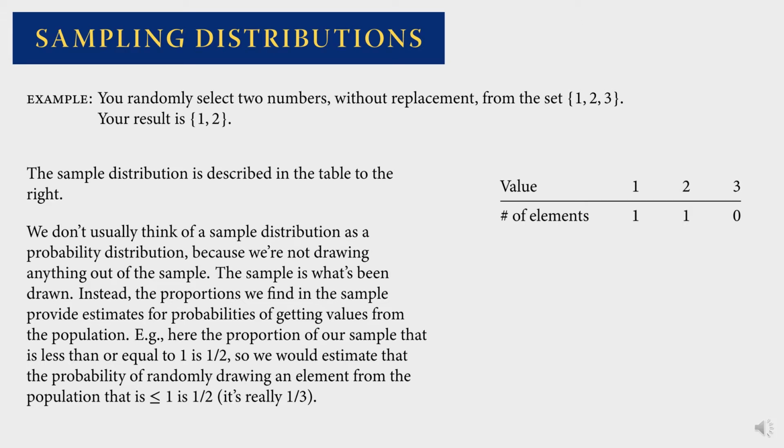And here is the sample distribution. Our sample was 1, 2, so the distribution is one 1, one 2, and zero 3s. The sample distribution is usually what we're looking at when we draw a histogram, and we would like it to resemble a histogram of the population.